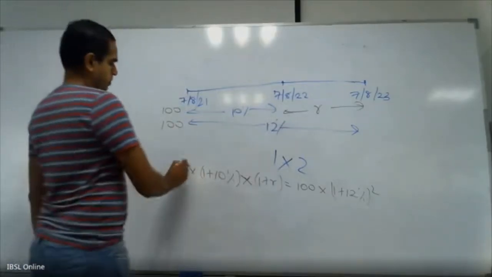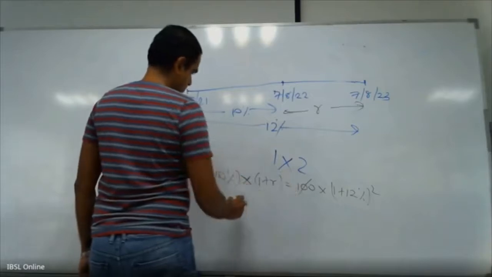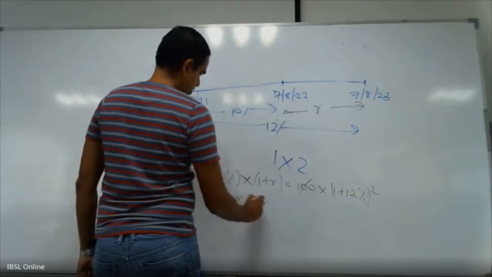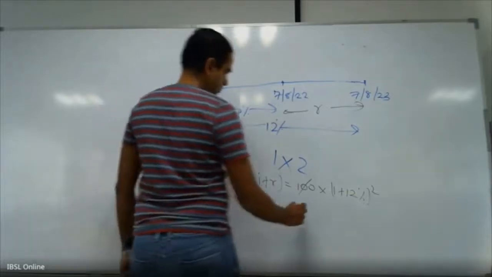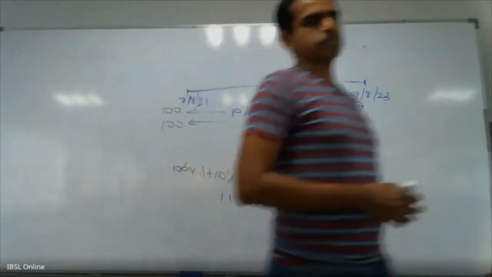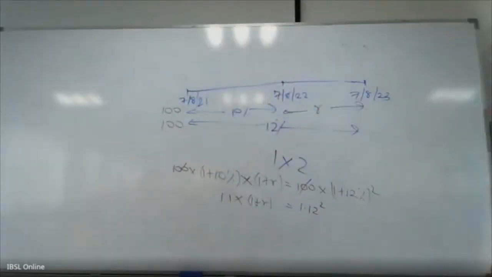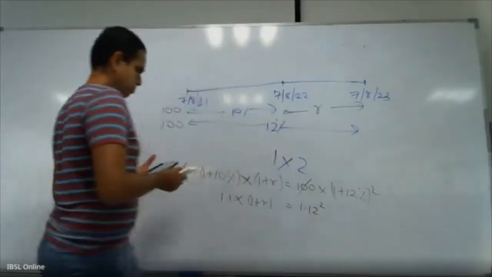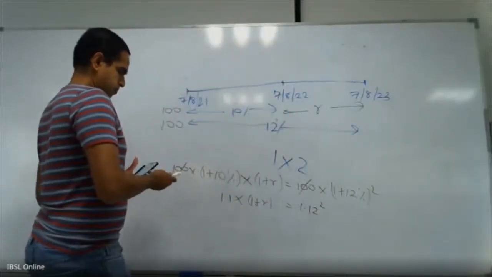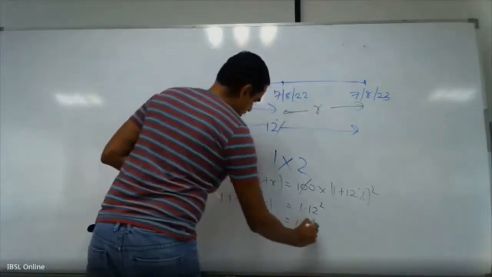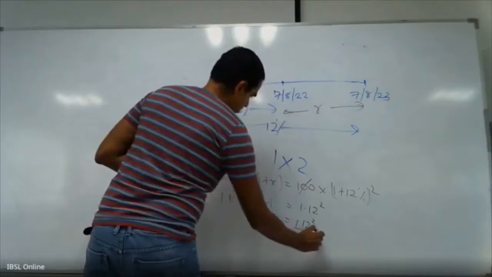So this cancels off and gives 1.1 times 1 plus R equals 1.12 squared. And R would be 1.12 squared over 1.1, minus 1.